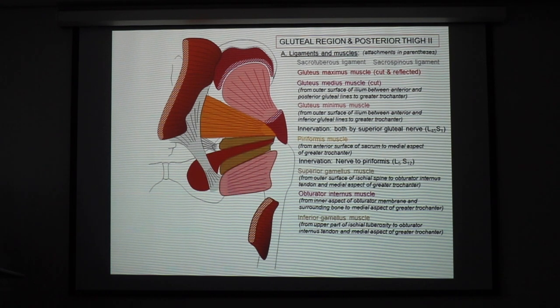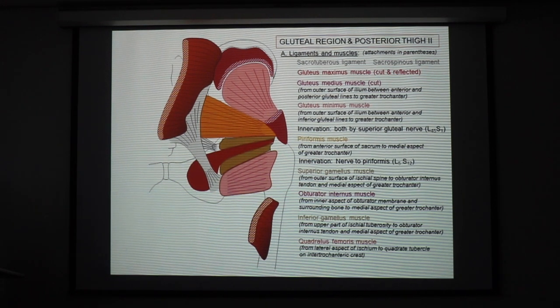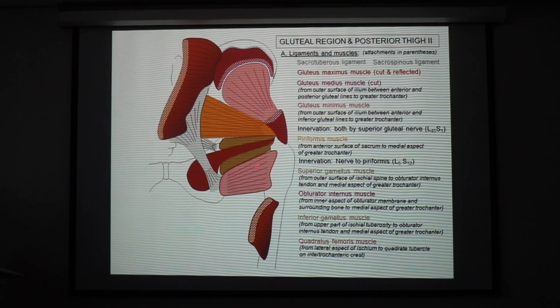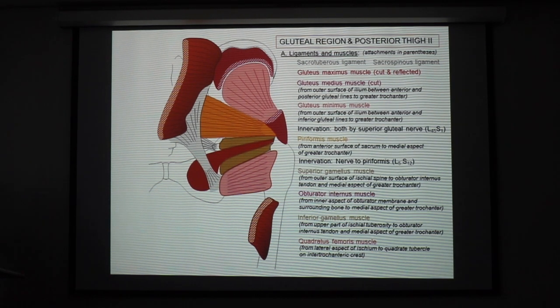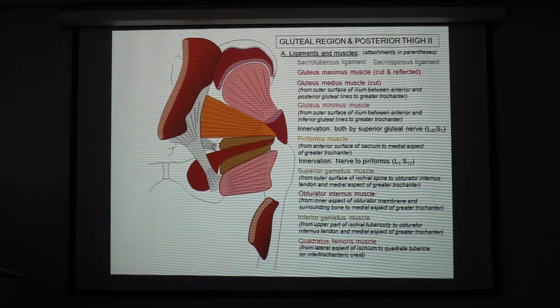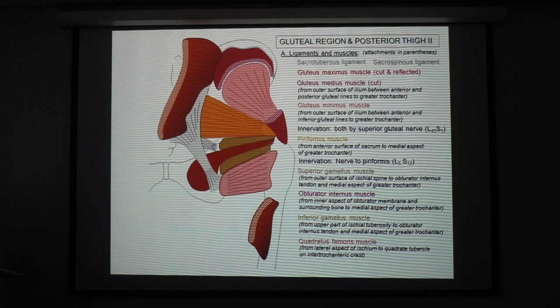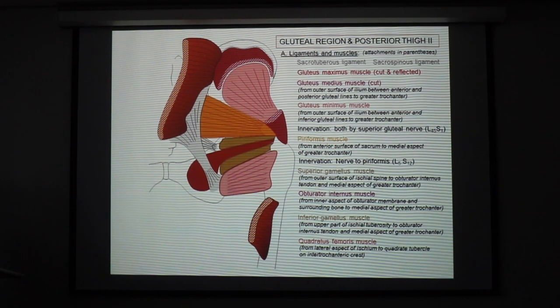Nerve supply is the nerve to quadratus femoris, and then this is the muscle which arises from the lateral aspect of the ischium and attaches to the quadrate tubercle on the intertrochanteric crest on the posterior aspect of the femur. Again, this is also a lateral rotator. So all these muscles, the superior gemellus, obturator internus, inferior gemellus and quadratus femoris, are small lateral rotators of the hip. The quadratus femoris is supplied by the nerve to quadratus femoris, which comes from the sacral plexus.